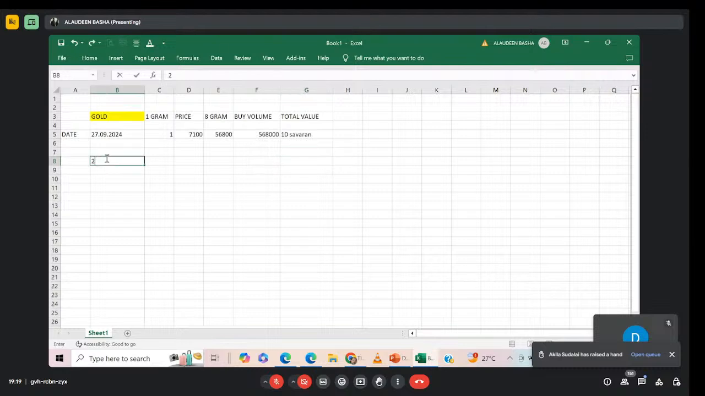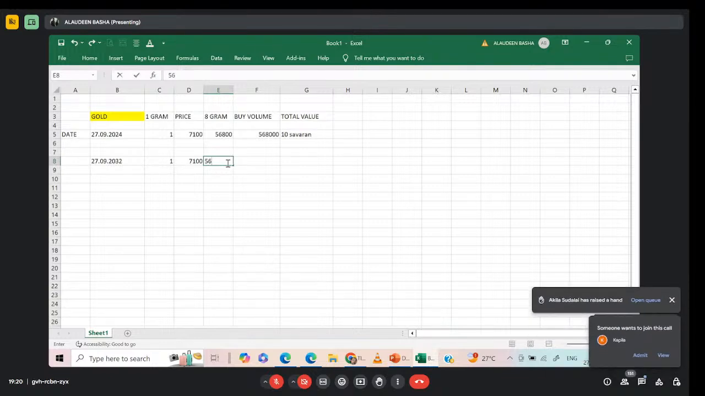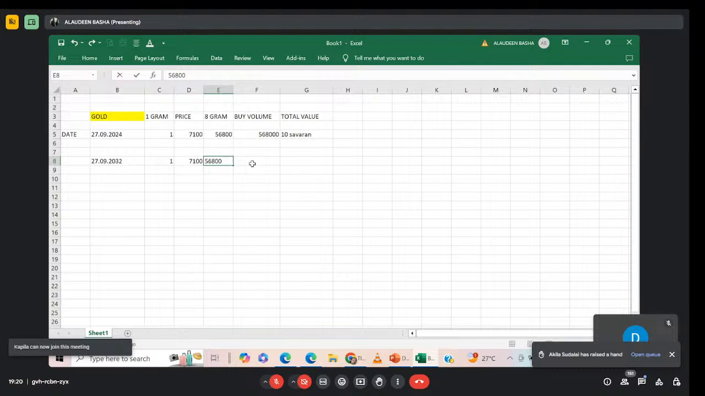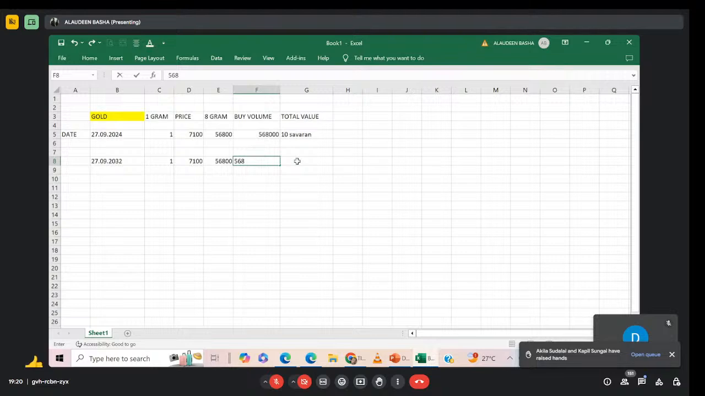24 plus 8, 32. Correct? Yes or no? Yes. Okay. The same 1 sovereign in 2032 also is 7,800. For example, the 8 gram same 56,800. Okay. The actual value is 5,68,000.